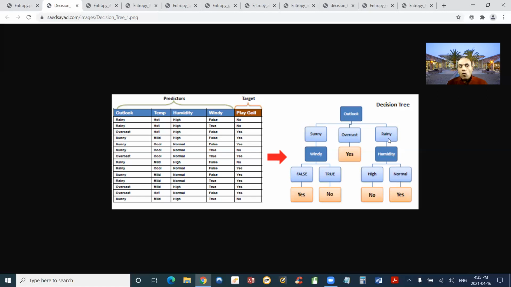You could potentially go into the rainy mode and then take a look at the humidity and relate to that. So you have basically the rainy and the humidity, high and normal, and we have only two cases. So high and normal, and then what happens is that you could potentially count the number of yeses and the number of no's. What happened? We basically translated an Excel file into a tree.